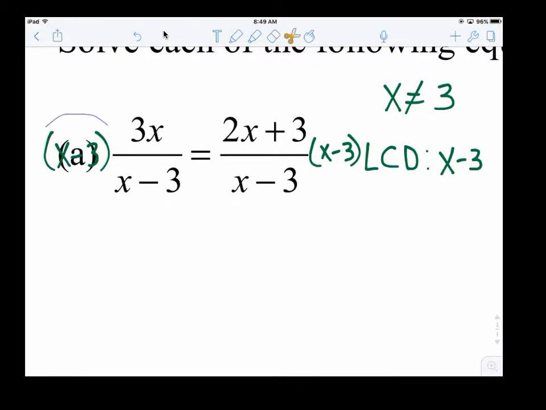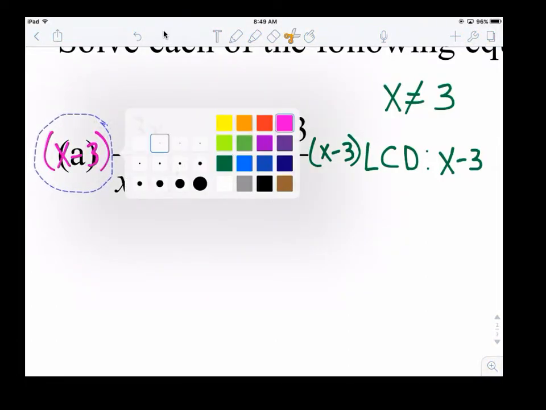You can't see that? Is that better or no? No. No. How about white? That's better, obviously, right? Everybody can see that, right? X minus 3.